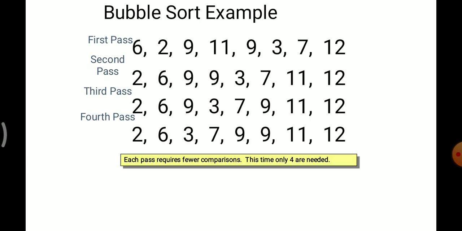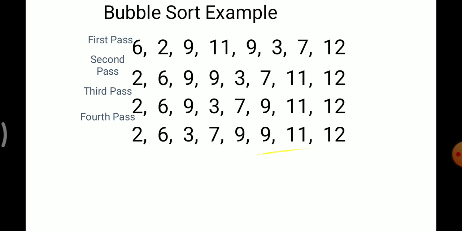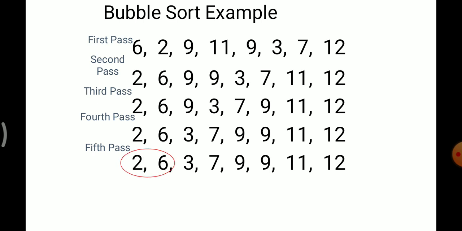And here each pass requires fewer comparisons. This time only 4 are needed. So after the fourth pass we get the list, and at this time 9, 11 and 12 are at their correct positions.